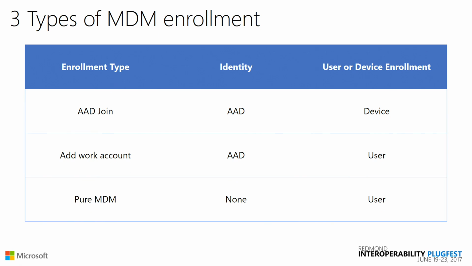Some of these enrollment flows are often tied with, or happen automatically when you register a device with AAD. So those two operations are kind of joined. You can see that some of the enrollment types, like AAD join or adding a work account, deal with also adding the identity at the same time.